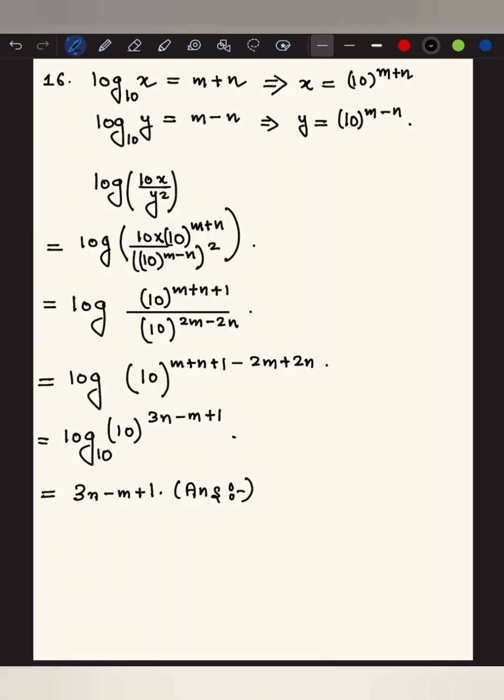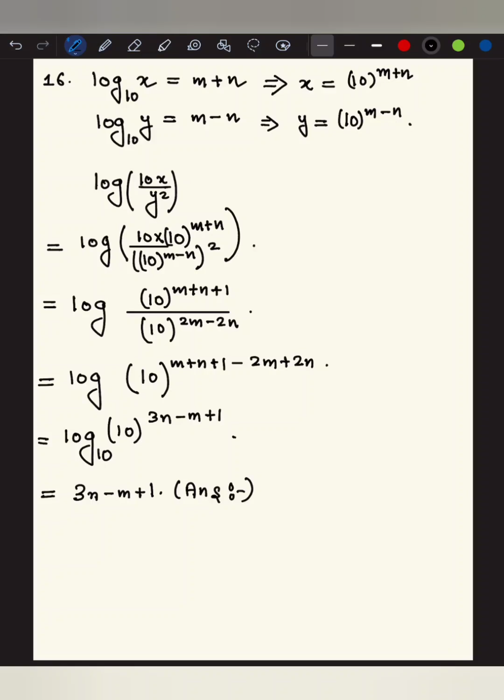Let's come to sum number 16 then. Here we are given log x base 10 equals m plus n. So from here we can say that x will be equal to 10 to the power m plus n. Similarly, log y base 10 is given as m minus n. Therefore, y can be written as 10 to the power m minus n.